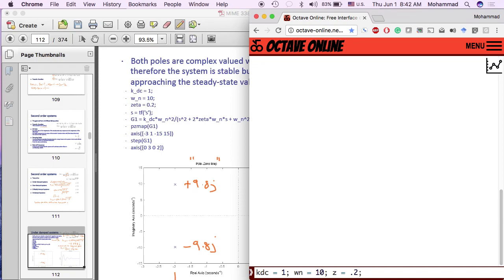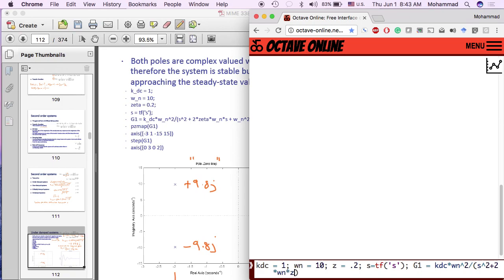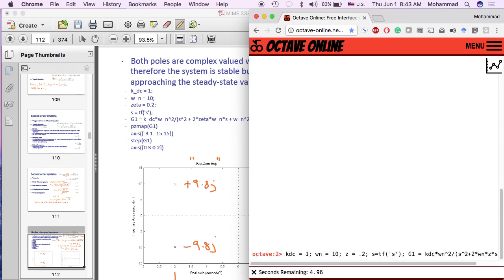Again, we need to tell MATLAB that s is a special variable. And then we can define our transfer function. The standard transfer function is k dc times omega n to the power 2 in the numerator, divided by, in the denominator, s to the power 2 plus 2 times omega n times zeta times s plus omega n squared. This is our transfer function. So let's go ahead and execute this up to this point.